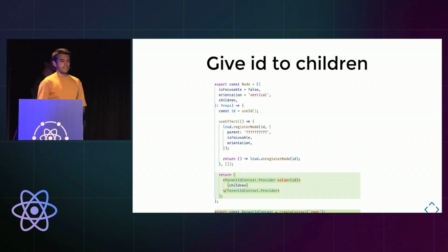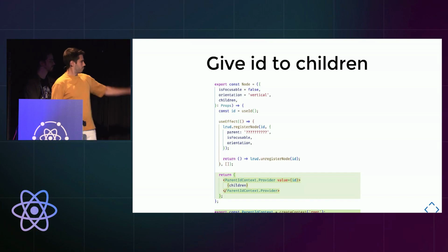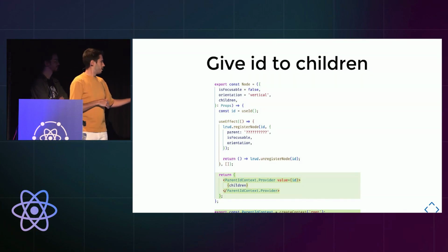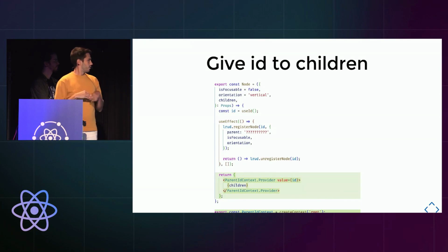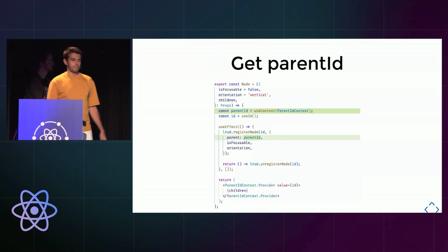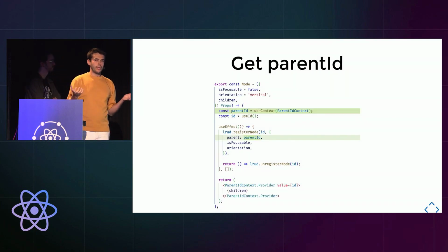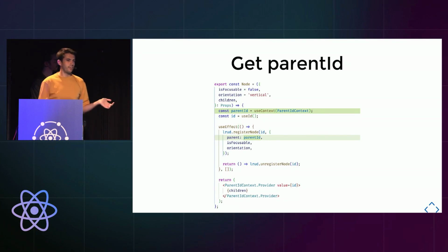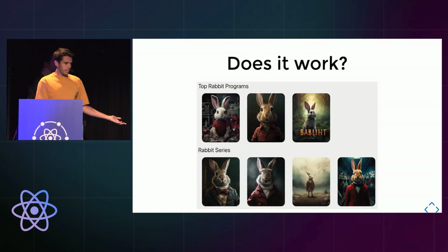So now that we know how nested context works, we can put it into practice. If we go back to our node, I'm just creating the context at the bottom, and I'm using the context inside the node so that it can pass its ID to its children. And you can also add this logic so that the node will get its parent ID by using useContext. And now it can call registerNode with its parent ID, and hopefully all the nodes will be registered. So it should work now. Does it?